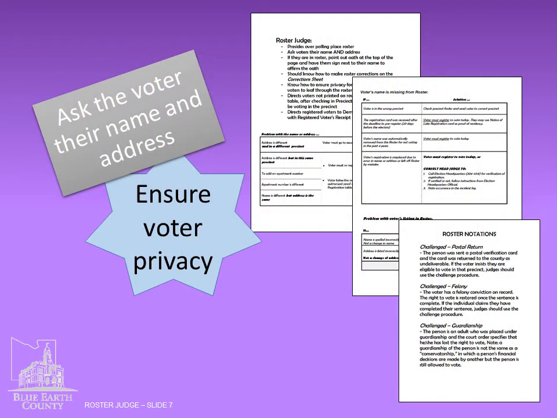The roster instructions are included to perform this task. Ask the voter their name and address. Ensure voter privacy.